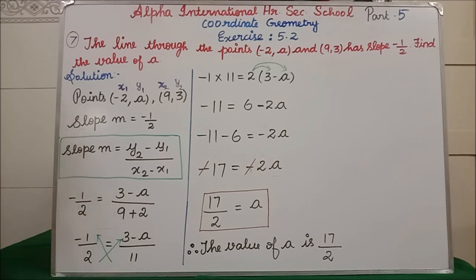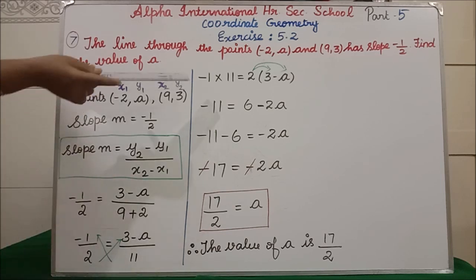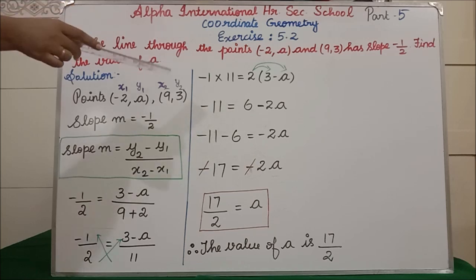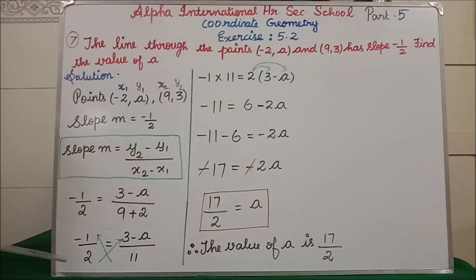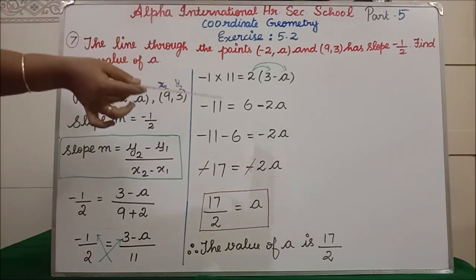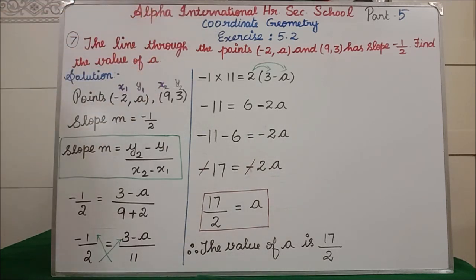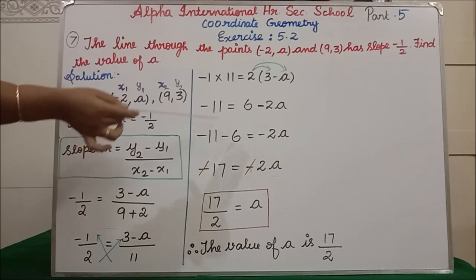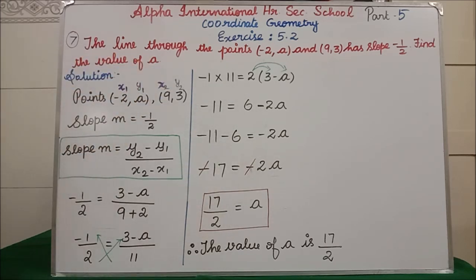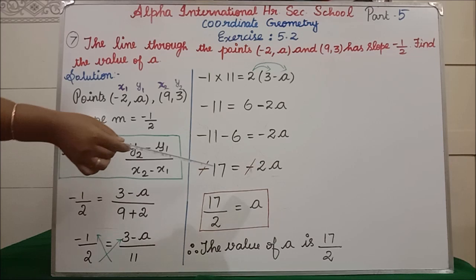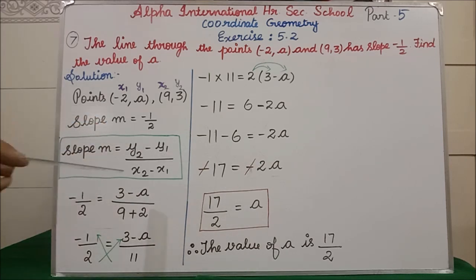The next step we are going to do is cross multiplication. See, minus 1 into 11 is equal to 2 into 3 minus a. Clear? Next step, take the 2 inside. 2 into 3 is 6. 2 into a is minus 2a. Then minus 11. Take the 6 to this side. What will you get? Minus 6. So minus 11 minus 6 is minus 17, is equal to minus 2a.